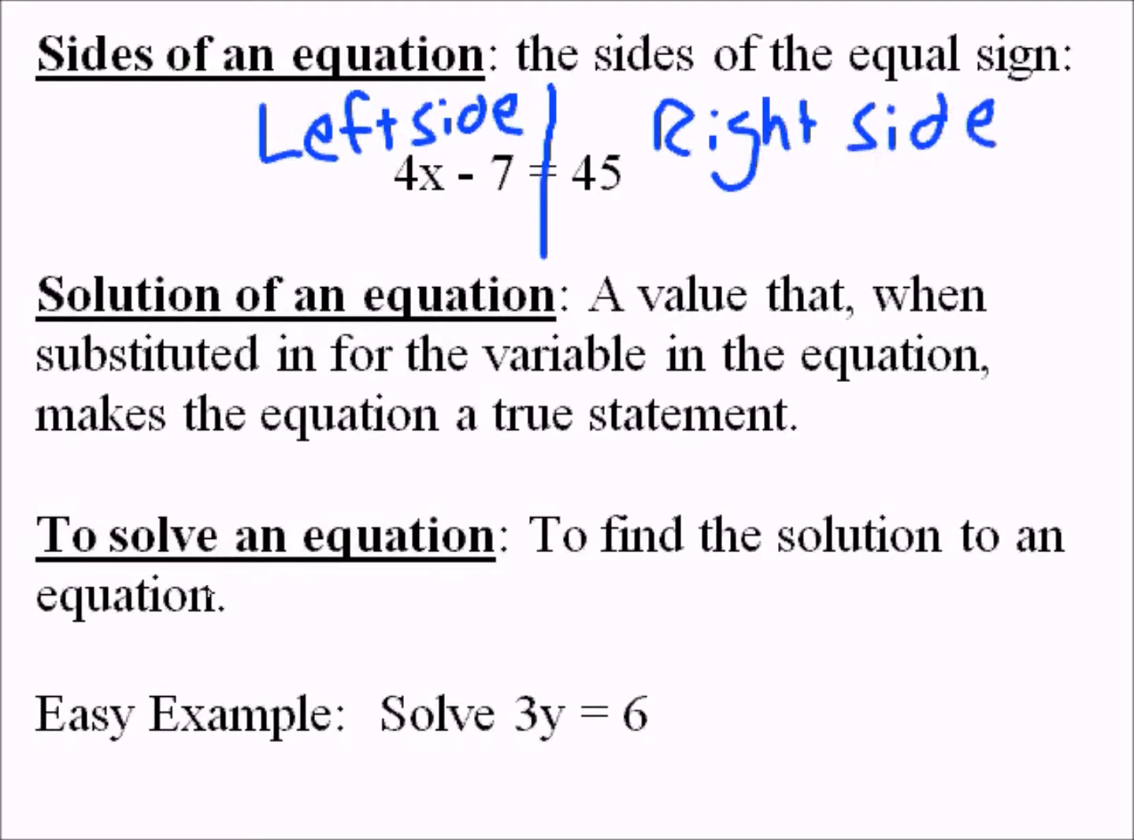Solution of an equation and to solve an equation. We've seen those words before, but they're going to show up again, so I figured we'd take a look at those real quick. Solution of an equation: a value that, when substituted in for the variable in the equation, makes the equation a true statement. To solve an equation means to find the solution to an equation. So an easy example, suppose you were asked to solve 3y equals 6. Well, you might figure y is equal to 2, because 3 times 2 equals 6.